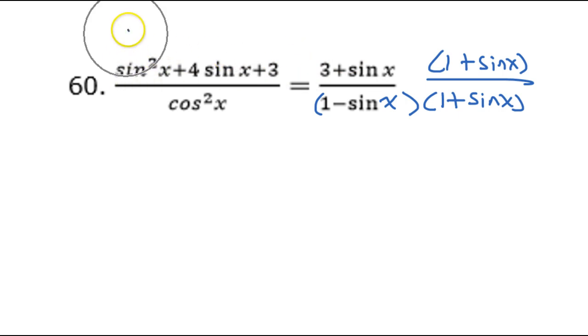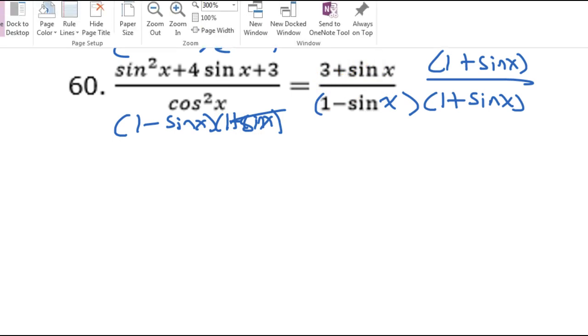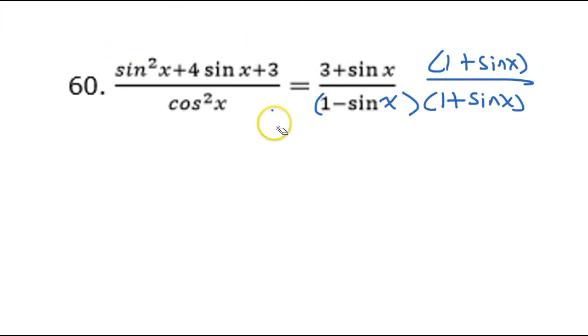The other strategy would be to factor this. And if I wanted to work the left-hand side, I would factor this. I would convert cosine squared to 1 minus sine x times 1 plus sine x. And probably the 1 plus sine x would cancel out, and it would probably turn out to be this. So just keep in mind, I could have done it either way. I think I'm going to go ahead and do it this way and multiply by 1 plus sine x.